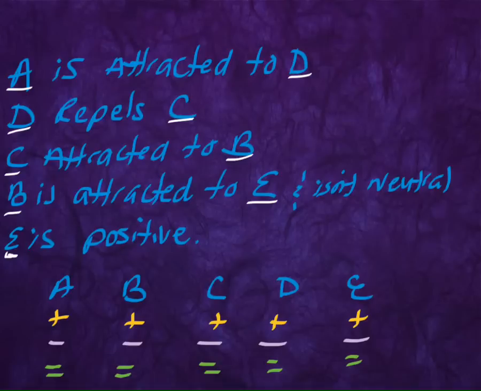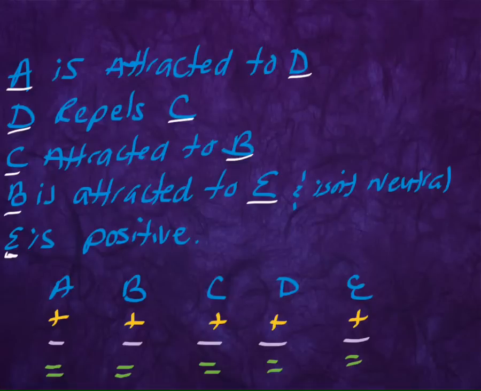Okay. And so now I'm going to go ahead and just pick a side. It doesn't really matter which side you choose to start with. I'm going to start at the top just because. All right. So it says A is attracted to D. When you look at A, it could either be positive, negative, or neutral. D could either be positive, negative, or neutral. Do you have enough information to cancel anything out with that information?